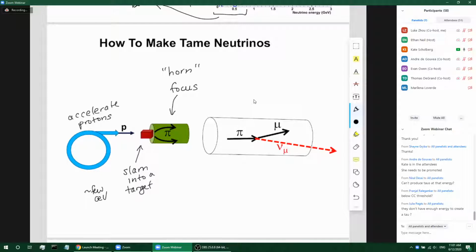Because, of course, you cannot focus neutrinos. Neutrinos don't care at all about anything electromagnetic, and so you can't focus them. However, pions are charged, and so you can focus them so that when they decay, they are boosted forward, and so the neutrinos are also boosted forward. So these pions are the parents of the neutrinos, and so you want to focus the parents forward. Then the pions decay to make neutrinos in a long decay pipe.